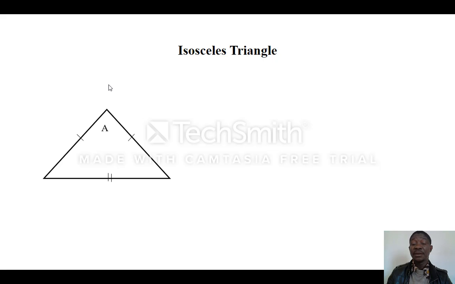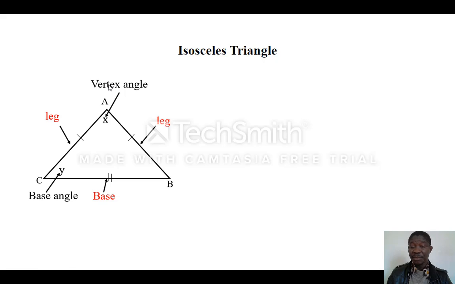If I look at this triangle ABC, then the length AB is a leg. The length AC is also another leg. Then we have the line CB as the base. Angle X is called the vertex angle, angle Y is the base angle, and angle Z is also another base angle.